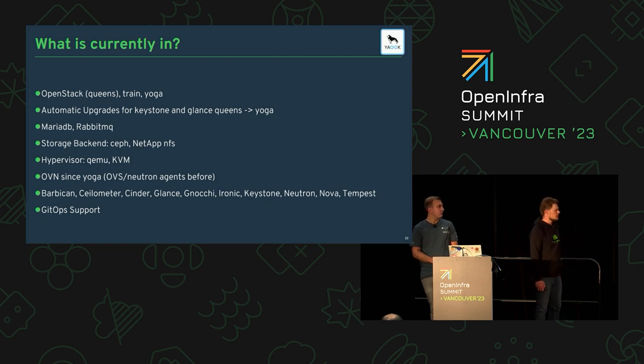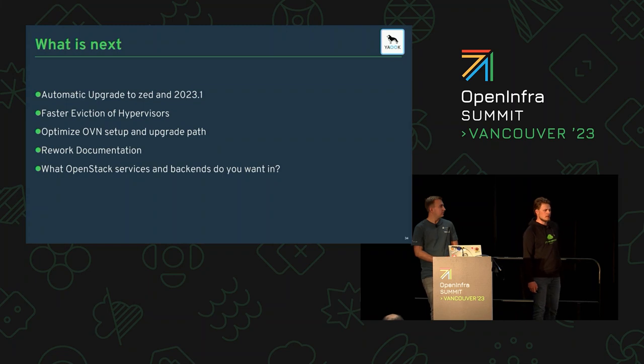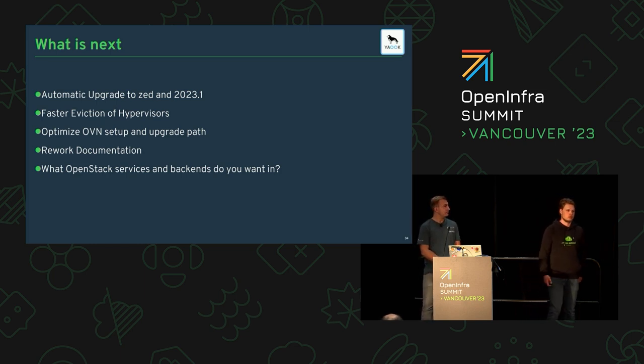Yaook is not done yet, we are still developing it. There are still some things that we want to include, for example, automatic upgrades to the newest releases for all OpenStack services. We want to be faster to evict hypervisors, because currently, if a hypervisor dies, we need to wait till Kubernetes sees the node is down, and this can take 5 minutes or more. That's not so nice.